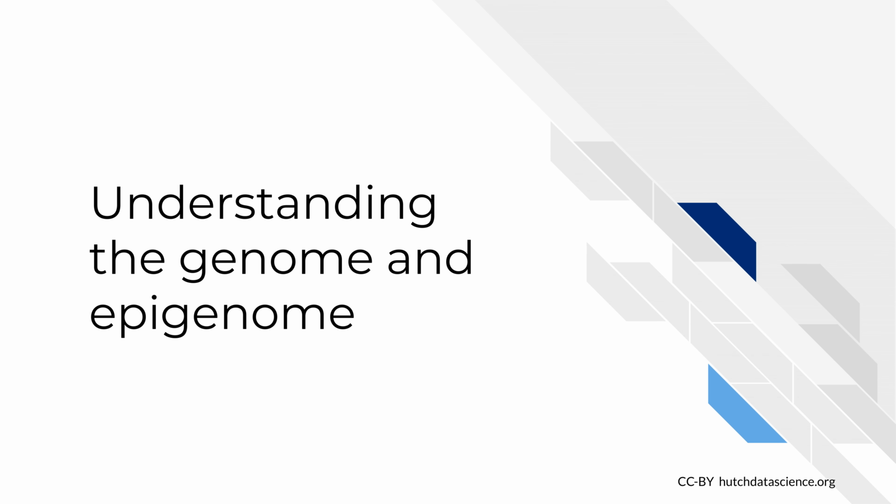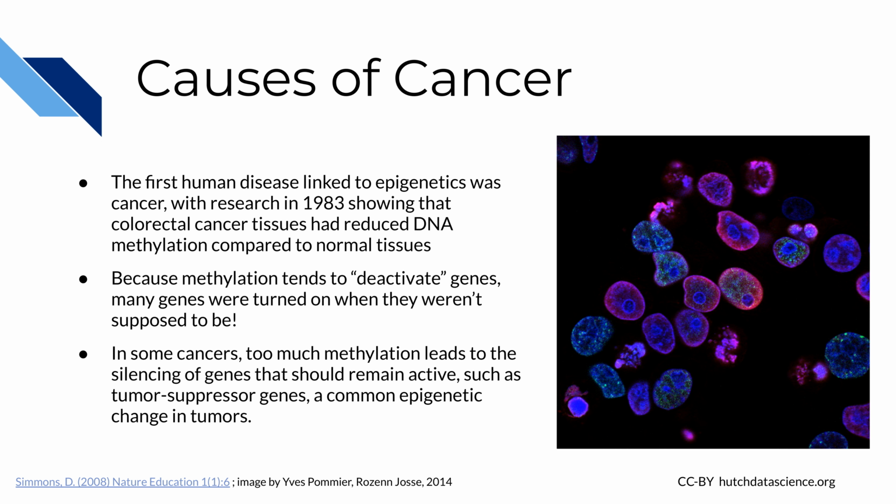How has ChIP-seq played a part in better understanding the genome and epigenome in humans? The first human disease linked to epigenetics was cancer, with research showing that colorectal cancer tissues have reduced DNA methylation compared to normal tissues. This meant that many genes were turned on when they weren't supposed to be. Too much methylation can also be bad. For example, it can deactivate tumor suppressor genes that hold cancerous growth at bay.